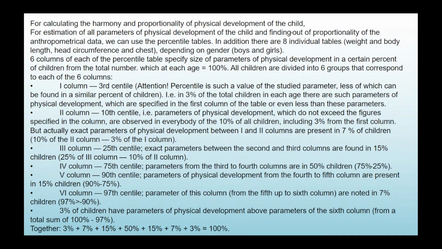And the sixth column, 97 centile. Parameters of this column from the fifth up to the sixth column are noted in 7% of children. Together, all parameters of this column account for 100% of all children.